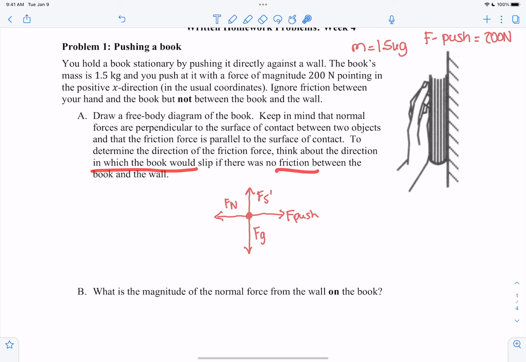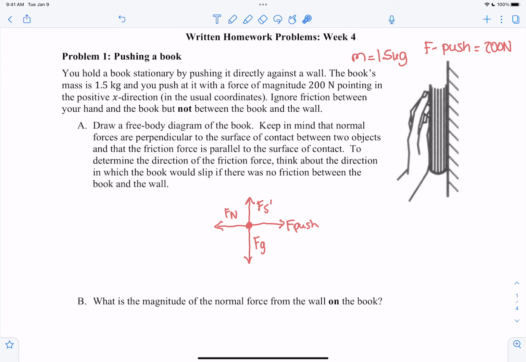So the book would naturally slip if we removed our hand, it would go downwards due to gravity, because gravity would then be the net force, because you don't have anything in the x. Net force would bring it down, because in that case, the book would be in free fall. It would be brought down by gravity. So in order to oppose that force by gravity, there has to be that static friction force pointing upward to cancel out any motion in the y direction. Does that make sense?